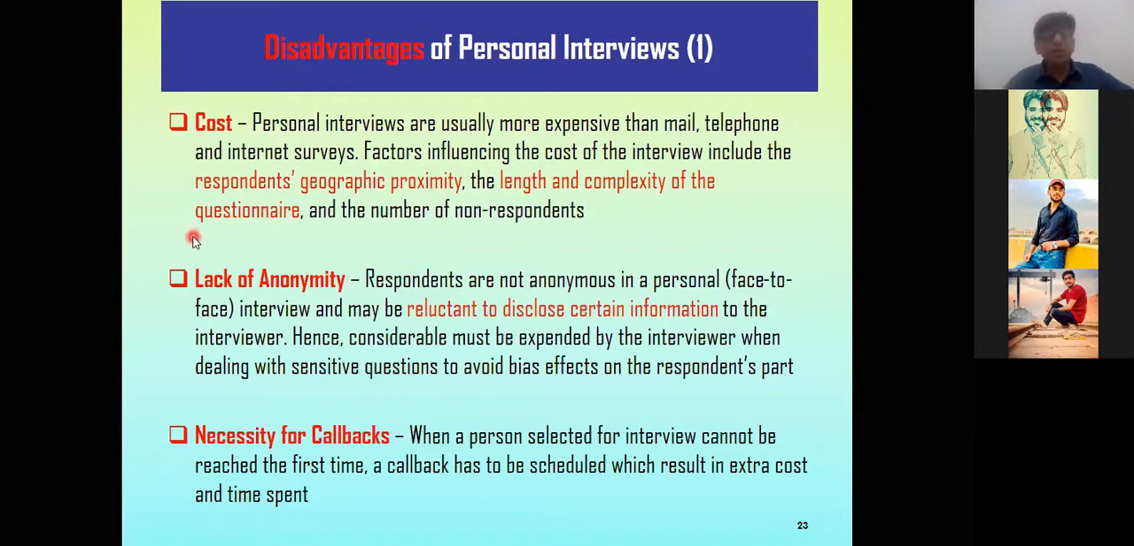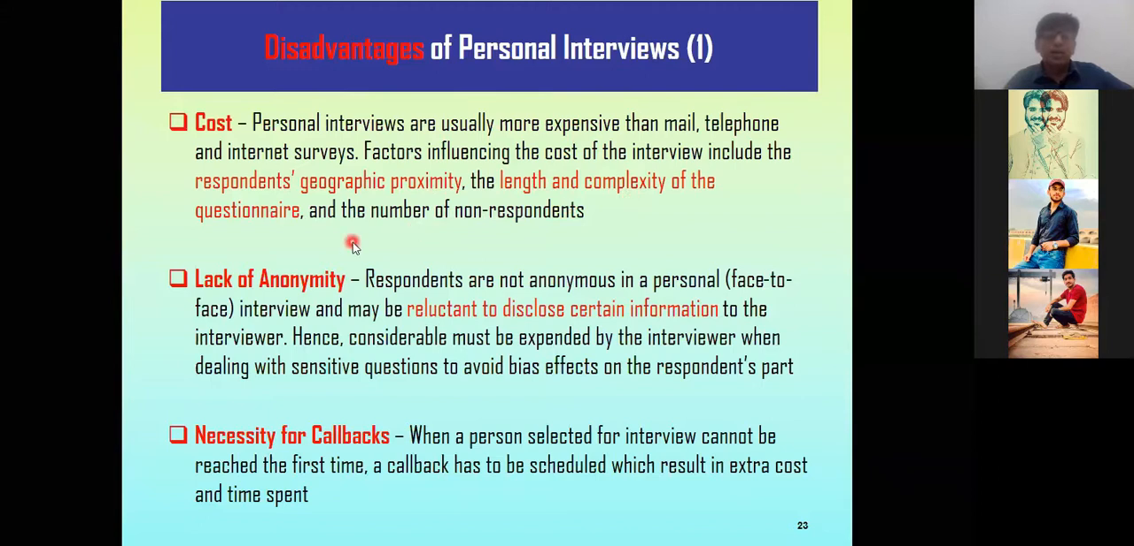And then the length and complexity of the questionnaire. Sometimes your questionnaire, your questions are too lengthy. So within the time duration, for example, if the total duration of your interview is 1 hour, sometimes it's not possible to ask all the questions within the 1 hour. So it is also a problem.